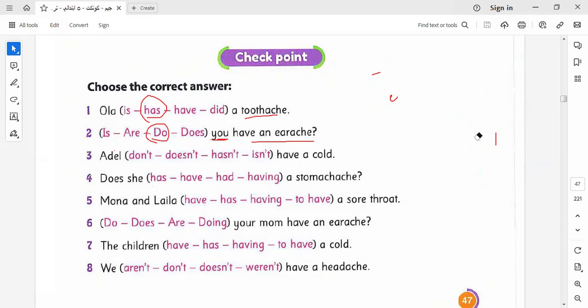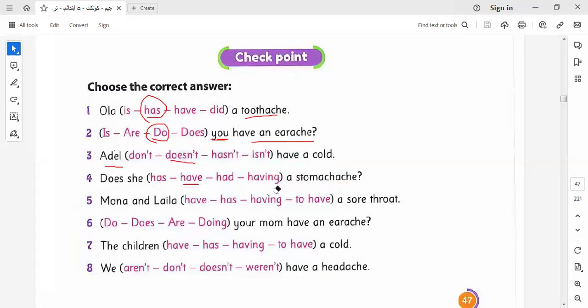Here we have "don't, doesn't, hasn't, isn't", and "have", "cold". I return the verb to its stem. So what can I select? I select "doesn't", because Adil here is singular. "Does she have a stomach ache?" It will be "does she have". Why "have" here? Because I return the verb "has" to the stem, which is "have". From 5 till the end, it will be homework. I answered 4, and I leave the rest of the exercise for you.